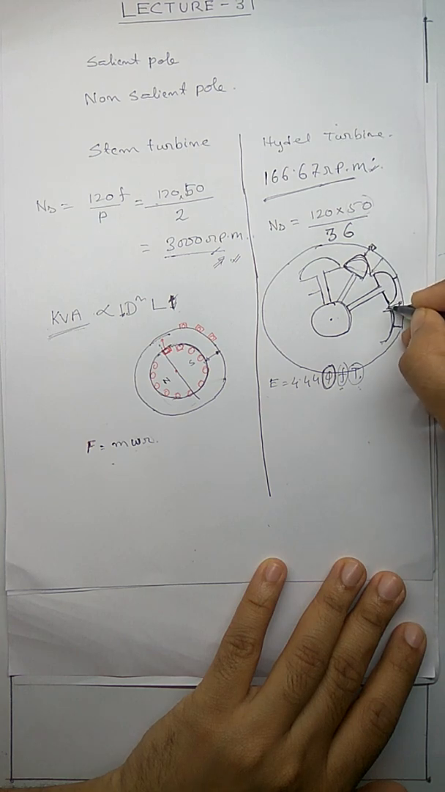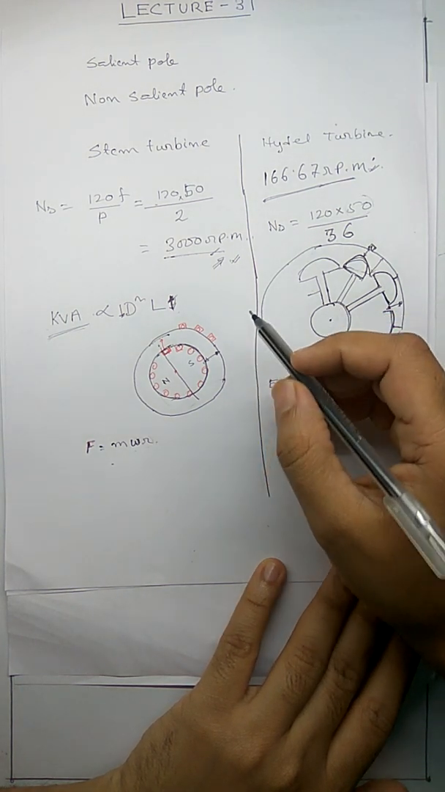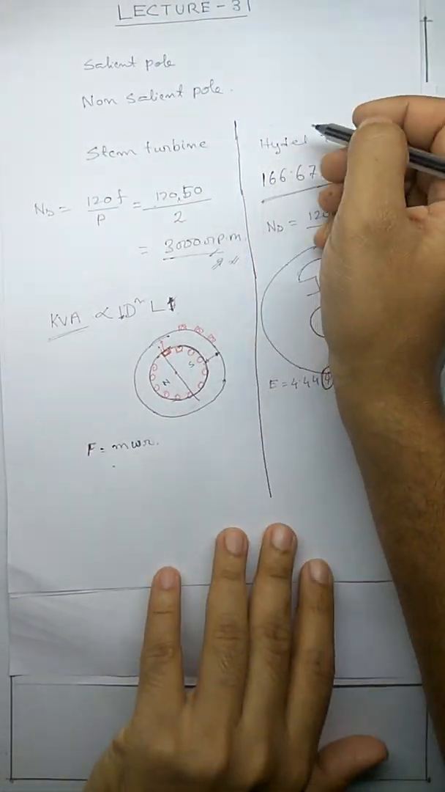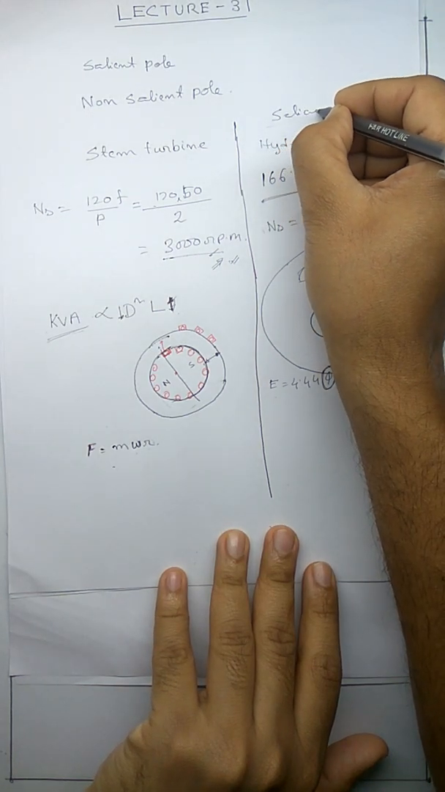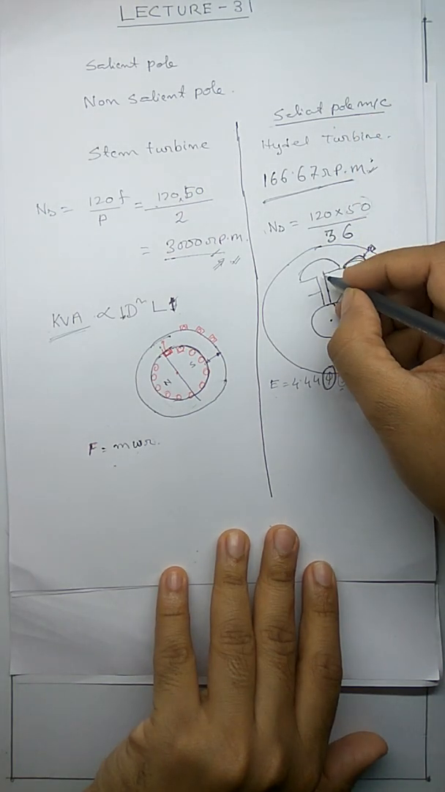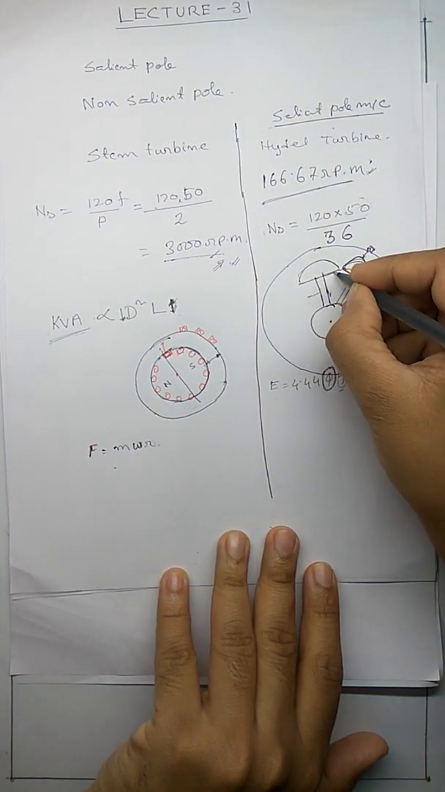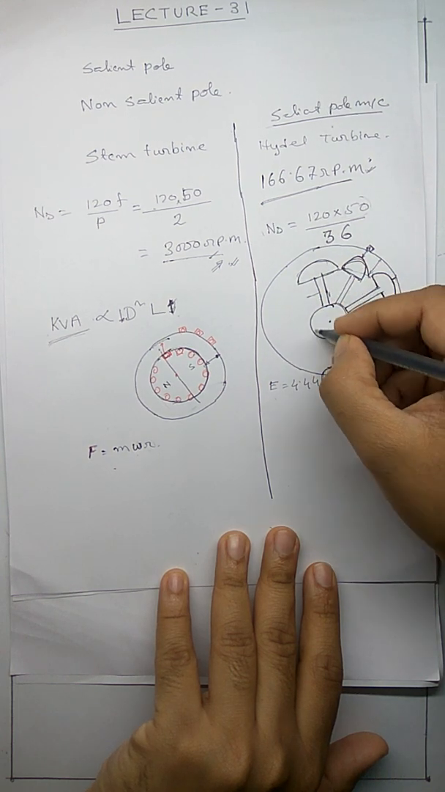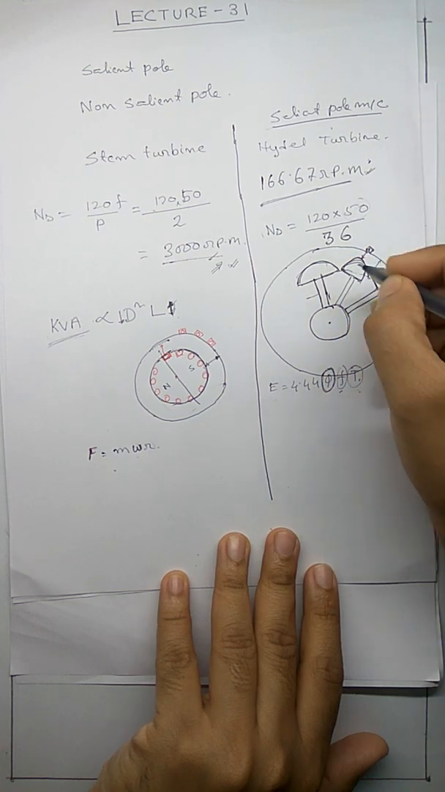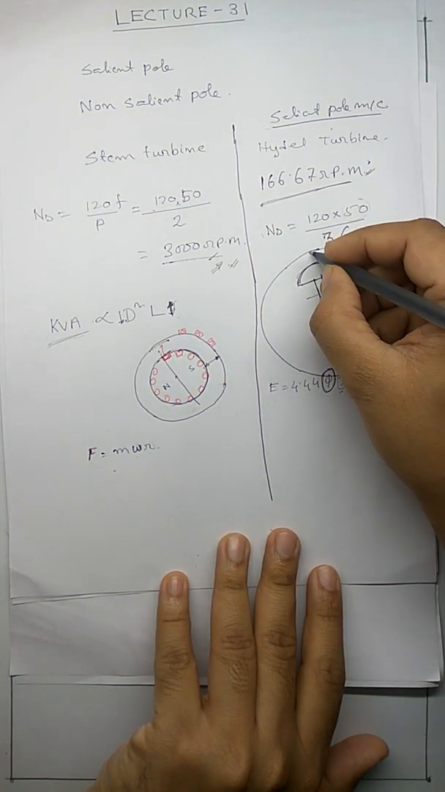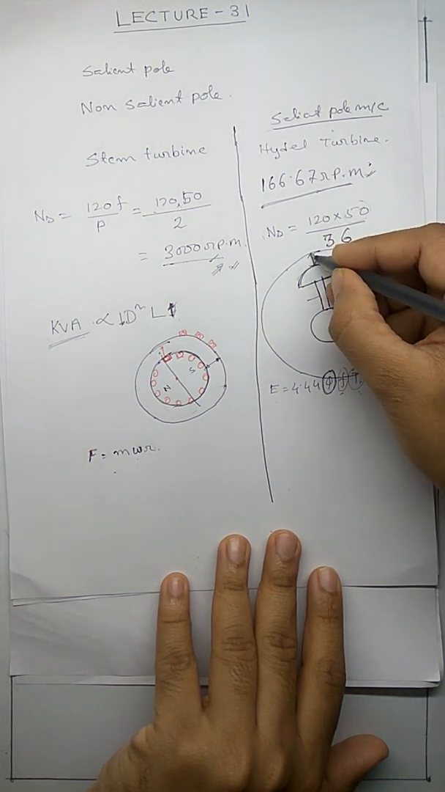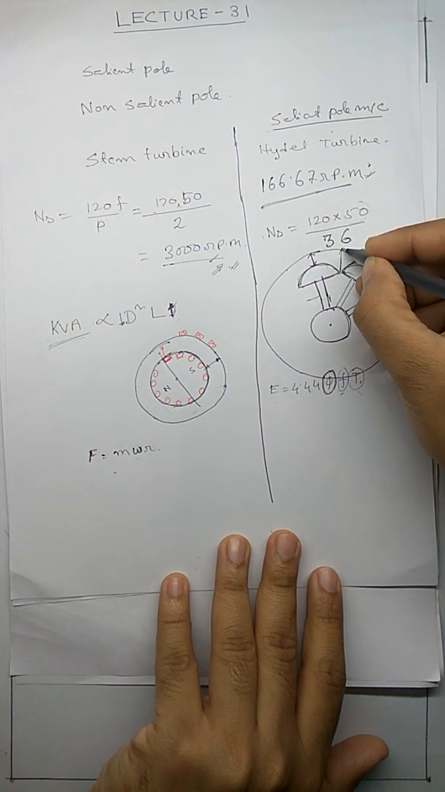So what I want to say here is that this is a salient pole machine, and this is a non-salient pole machine. Why salient pole? Because the poles are projected. The poles are not on the rotor surface, but are projected. That's why we call it a salient pole machine. In a salient pole machine, the air gap is not uniform. Here the air gap is smaller, here the air gap is larger.